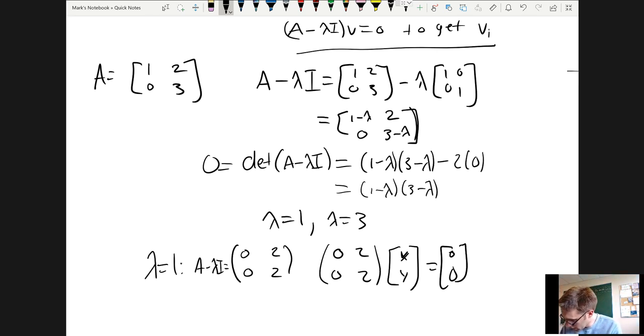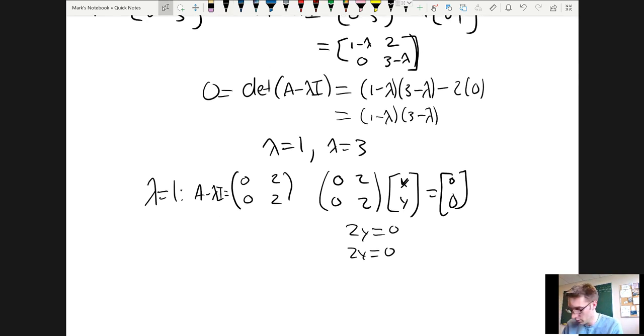Well, if we write out those equations, we get 2y equals 0 and 2y equals 0 from the first row and the second row. And so therefore, y is equal to 0. And x could be anything. And that's actually not a coincidence. Whenever you're computing eigenvalues and eigenvectors, the eigenvectors are not unique. You can multiply them by any constant, and it would still be an eigenvector.